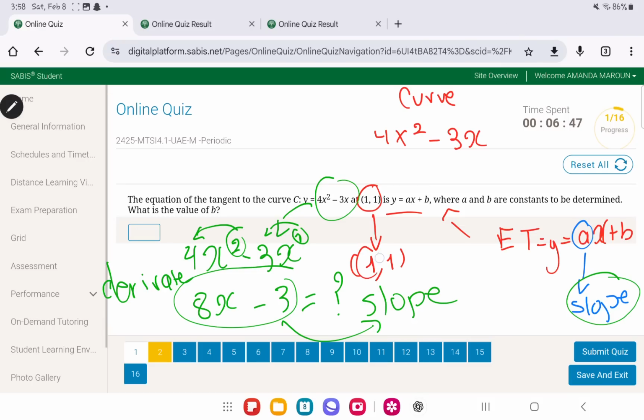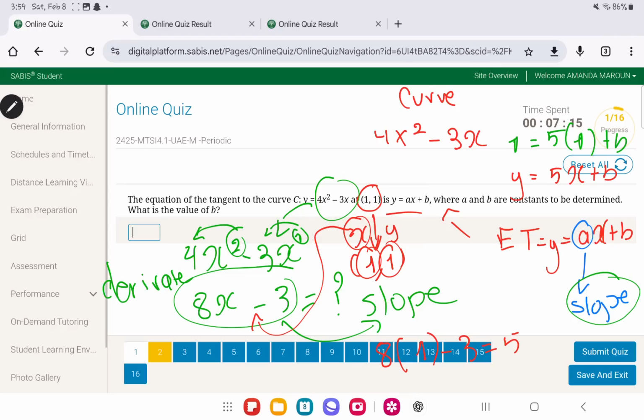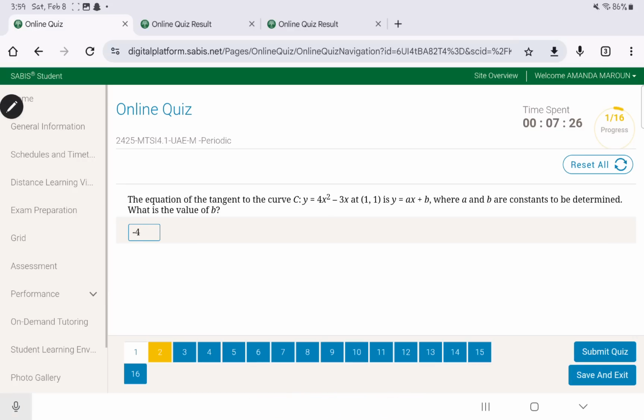Now, we know that the points are (1, 1), so our x is 1, the y is also 1. So we're gonna take x as 1 and substitute it here. So it becomes 8 times 1 minus 3, which is equal to 5. So we have the value of our slope to be 5. So y is equal to 5x plus b. We know that y is 1 and x is 1. So 1 is equal to 5 times 1 plus b. Move this to the other side. We get that b is equal to minus 4. So the value of b in this case is minus 4.